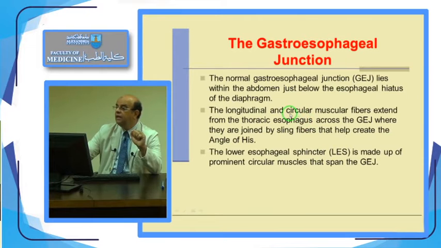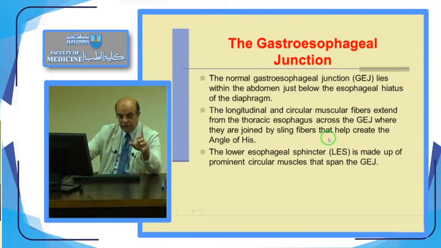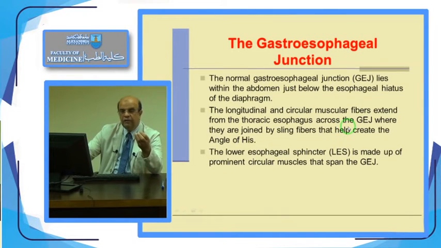The longitudinal and circular muscle fibers extend from the thoracic esophagus across the gastroesophageal junction, where they are joined by the sling fibers that help create the angle of Hiss. This means that the esophagus is formed by longitudinal and circular muscle fibers, and these muscle fibers encounter a third layer which comes at the cardia, which are the sling fibers, which are oblique muscle fibers that are present at the cardiac orifice. The lower esophageal sphincter is made up of prominent circular muscles that form the gastroesophageal junction.